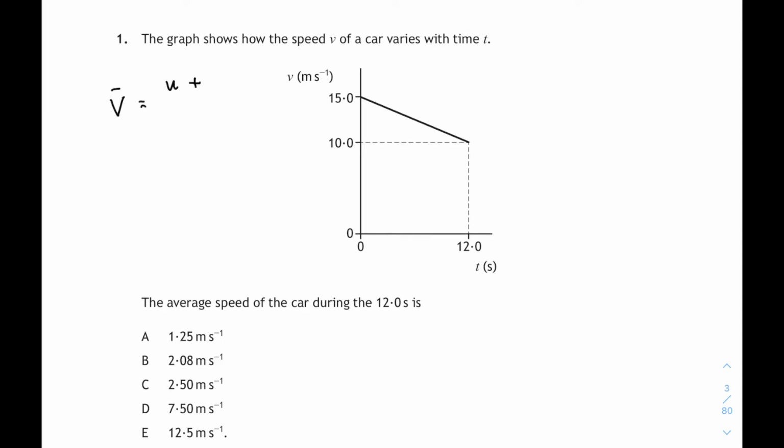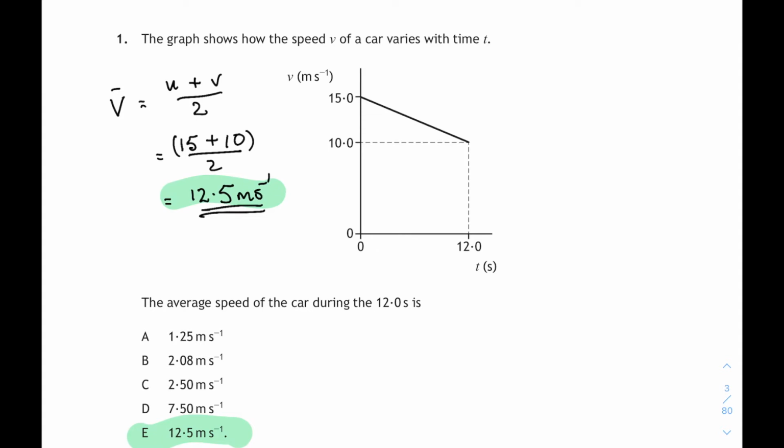So here's how I would have a go at this. Average speed is just the average of its initial speed plus its final speed. So 15 plus 10 divided by 2 is 12.5 meters per second. That corresponds to answer E.